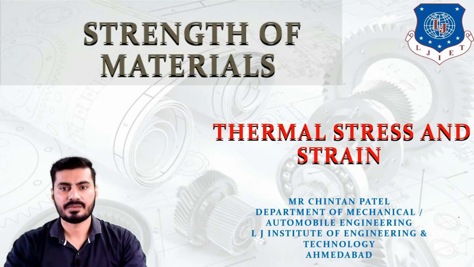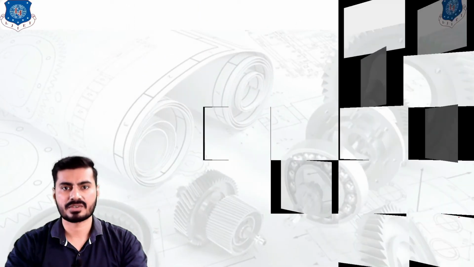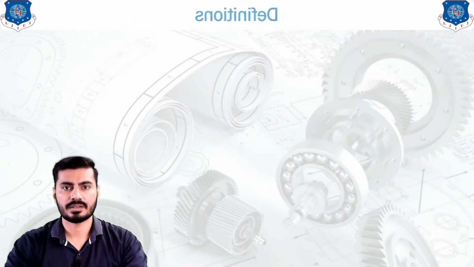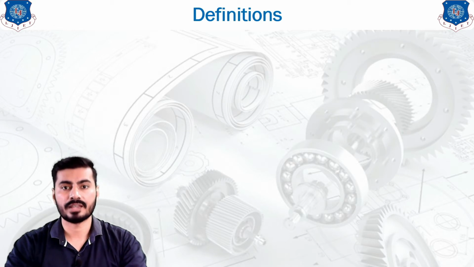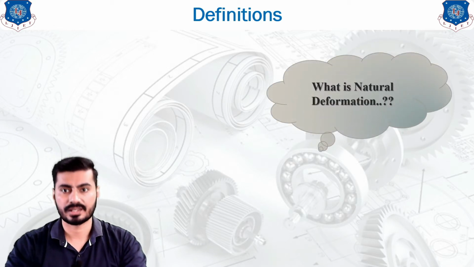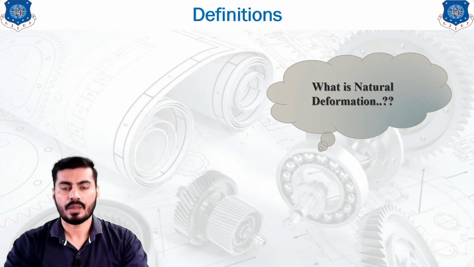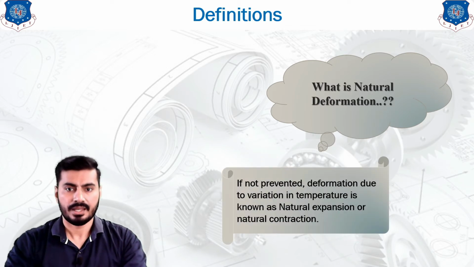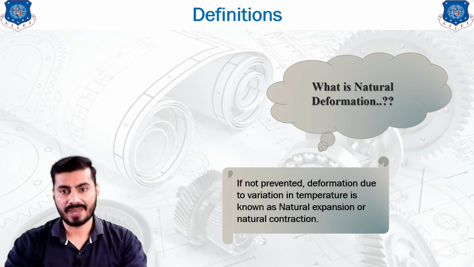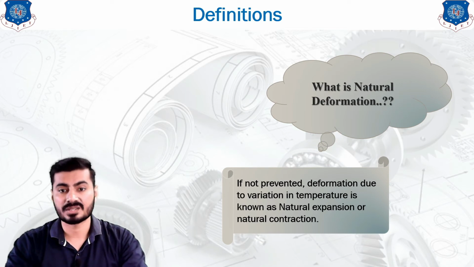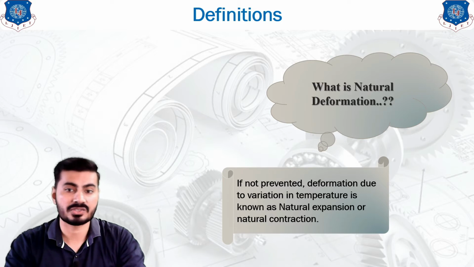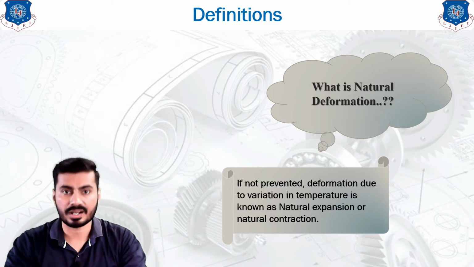In this lecture, we will see the thermal stresses and strain concepts, and we will start with the definition. One of the definitions that comes into the picture when you see thermal strain and stress is natural deformation. Now, what is natural deformation? If prevented, the deformation due to the variation in the temperature is known as a natural expansion or natural contraction.